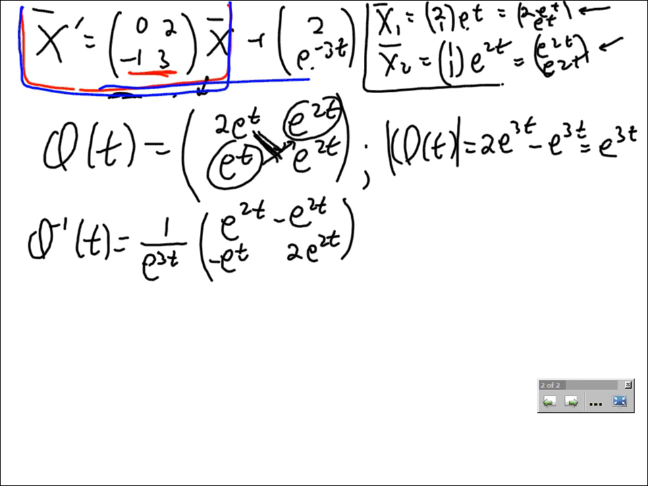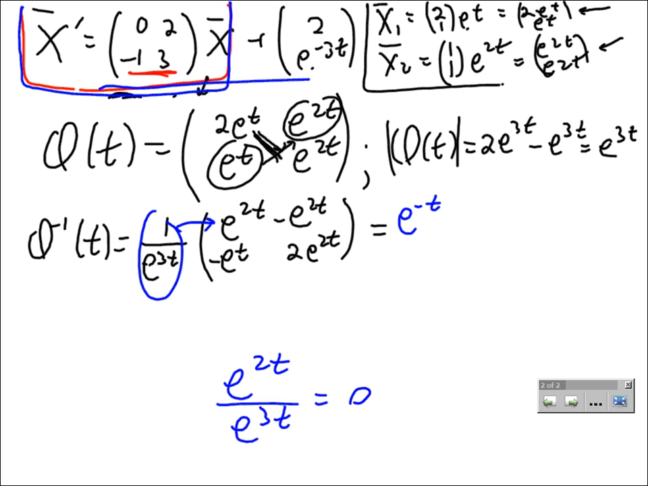And there's your inverse. But let's actually do this. What is this times that entry? The answer is e to the negative t, because 1 times e to the 2t over e to the 3t, since the bases are the same, you subtract the powers. 2t minus 3t is negative t.